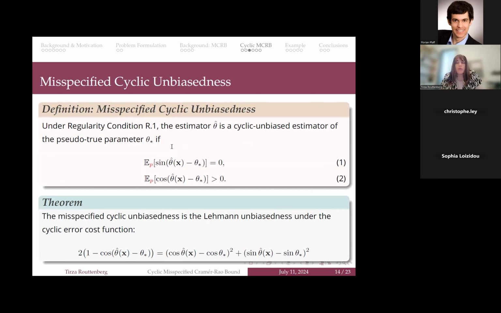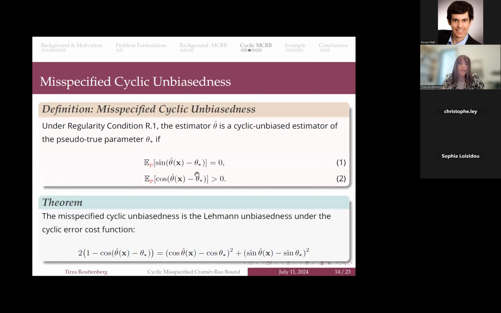So our first step towards developing the new bound is to define this misspecified cyclic unbiasedness. The idea is that we define an estimate theta hat to be a cyclic unbiased estimator under the misspecified model of the pseudo-true parameter theta star. Again, I cannot guarantee that I'm estimating the true parameter because I don't know the true parameter. But the only thing that I can guarantee is that I'm estimating the pseudo-true parameter in the sense of the KLD, the minimum of the KLD. So the unbiasedness conditions here are these two conditions. The first one is that the expected value of the sine of the estimation error is 0. Again, the expectation is always with respect to the true PDF, but the estimation error is with respect to theta star, so with respect to the pseudo-true parameter.